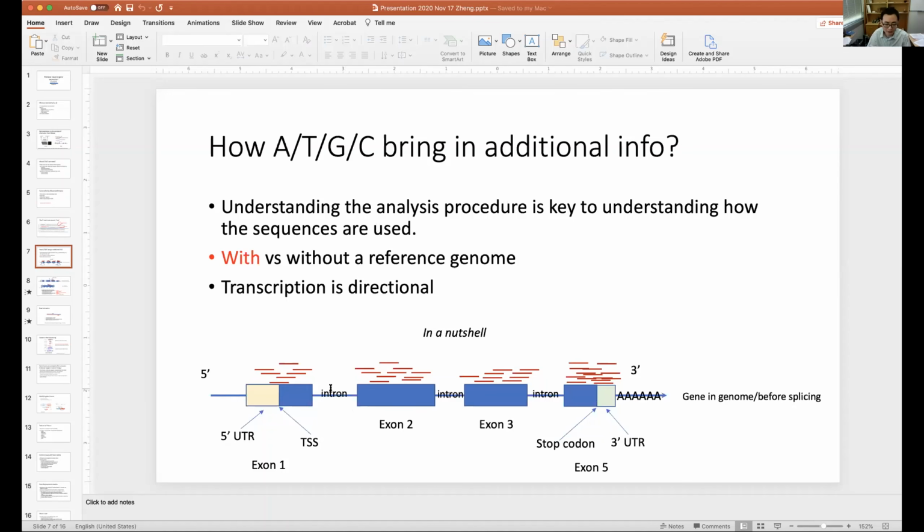Between the exons are introns. Now in alignment, you actually get the short reads aligned to each exon. But this is what the gene looks like in the genome before splicing. Now, I want to say the transcription start site of the 5' UTR is not necessarily in exon 1. It could be in exon 2 or exon 3, depending on the gene. In some cases, the first 2 or 3 exons can be all in the 5' UTR region, so therefore, they're not translated.